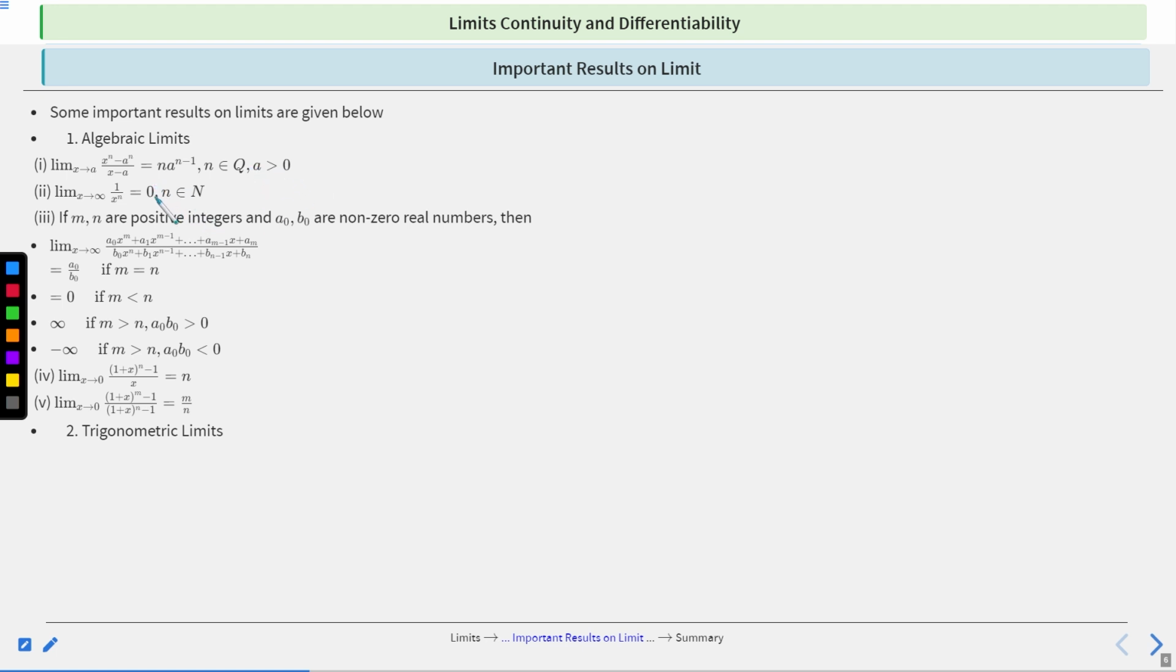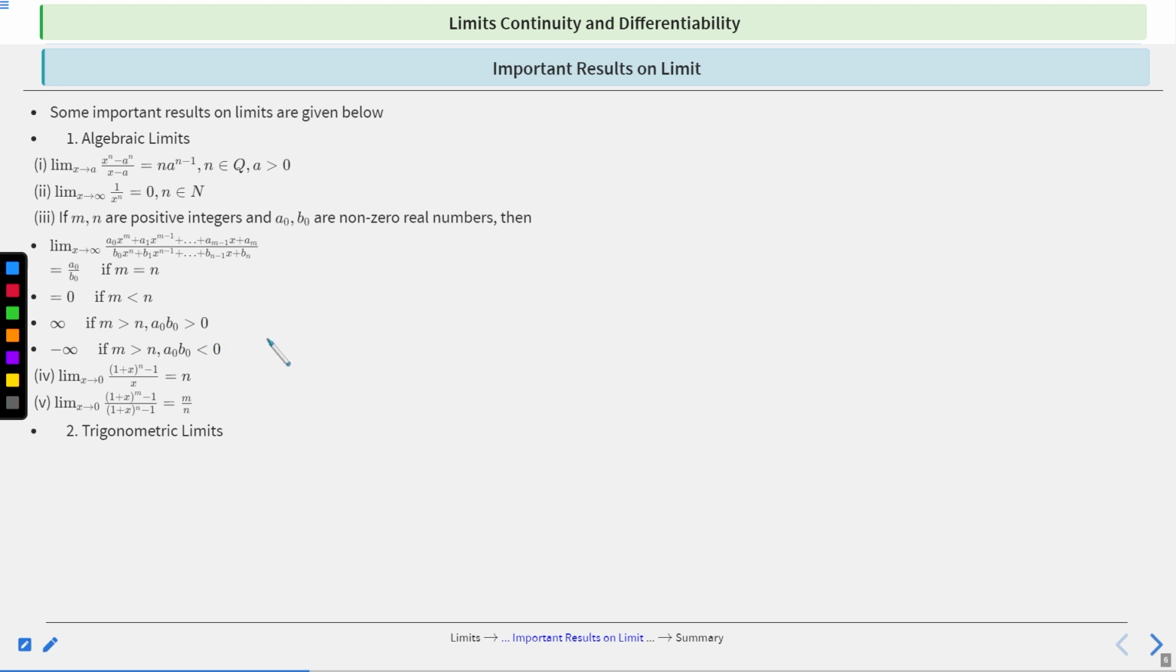Second is limit x tending to infinity of 1 upon x^n is equal to 0, n belongs to N. Next, if m, n are positive integers and a0, b0 are non-zero real numbers, then limit x tending to 0 of (a0 x^m plus a1 x^(m minus 1) till a(m minus 1) x plus am) upon (b0 x^n plus b1 x^(n minus 1) till b(n minus 1) x plus bn) is equal to a0 upon b0 if m is equal to n, and is equal to 0 if m is less than n, right? And infinity if m is greater than n and a0 b0 greater than 0, and minus infinity if m is greater than n and a0 b0 less than 0, right?